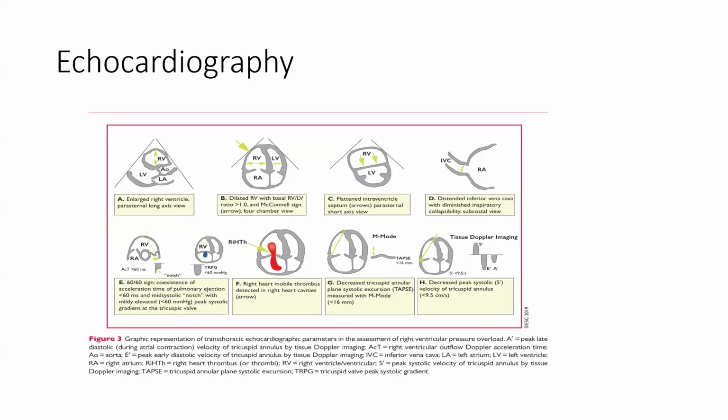Then the fifth sign is the 60-60 sign, that is the coexistence of acceleration time of pulmonary ejection less than 60 and mid-systolic notch with a mildly elevated peak systolic gradient at tricuspid valve less than 60. Then right heart mobile thrombus. Then decreased TAPSE, that is less than 16. And decreased peak systolic velocity of tricuspid annulus, that is less than 9.5.